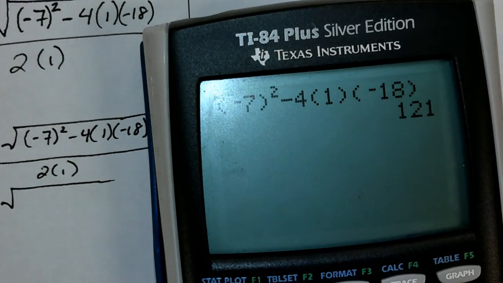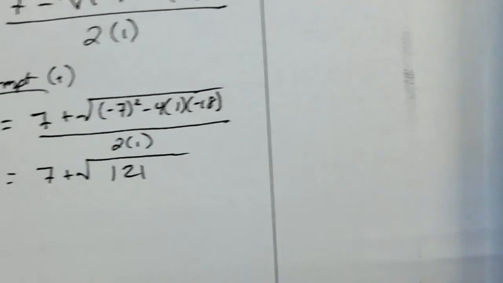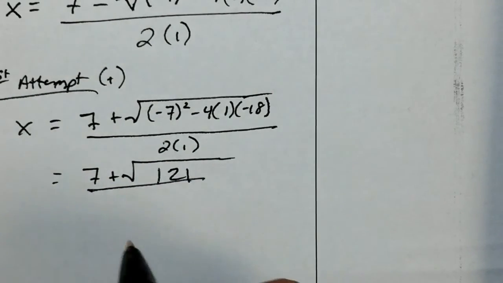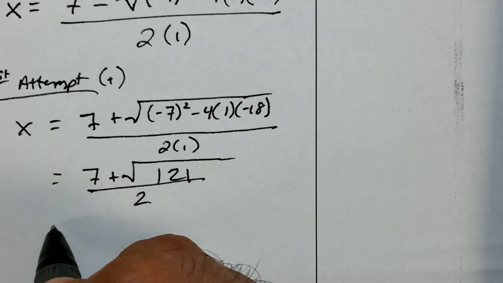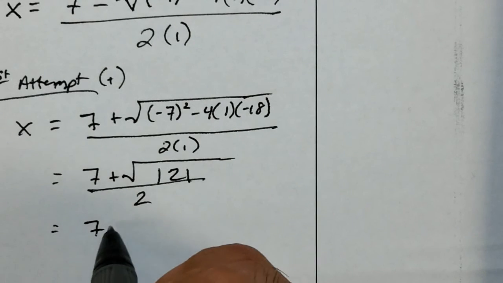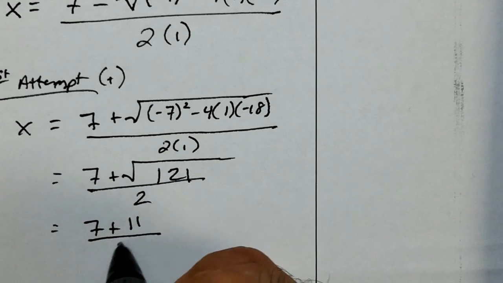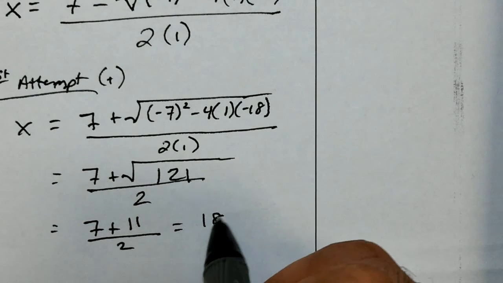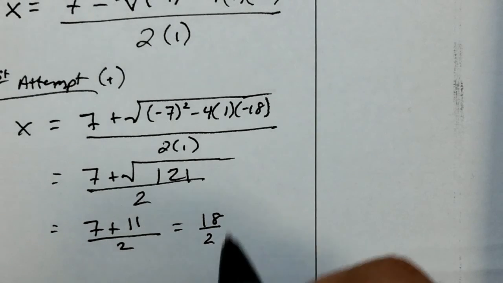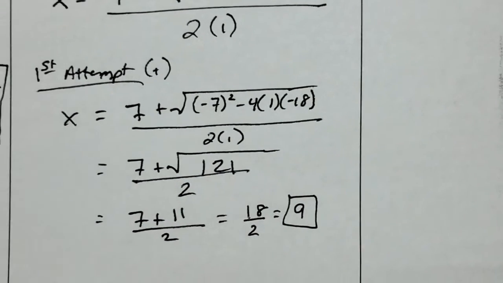So the inside of that radical symbol is really just 121 over 2. Now we're going to do the order of operations here. This is really just 7 plus the square root of 121, which is 11, over 2. And if we do our math here, this is 18 over 2. 18 divided by 2 is 9. So 9.